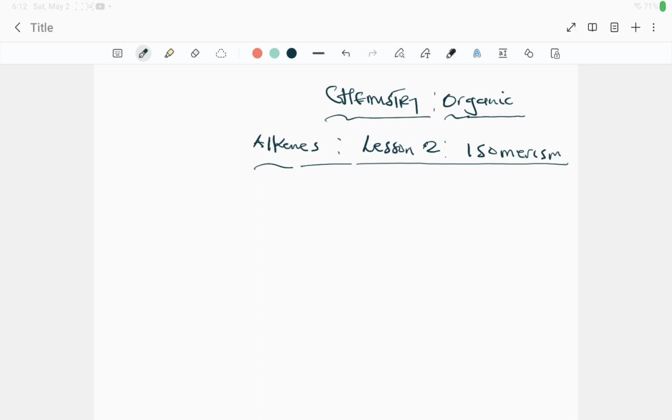We continue. So today we're looking at isomerism under alkenes. So we defined an isomer. To say an isomer is a compound that has the same molecular formula but different structural formula. So, example.